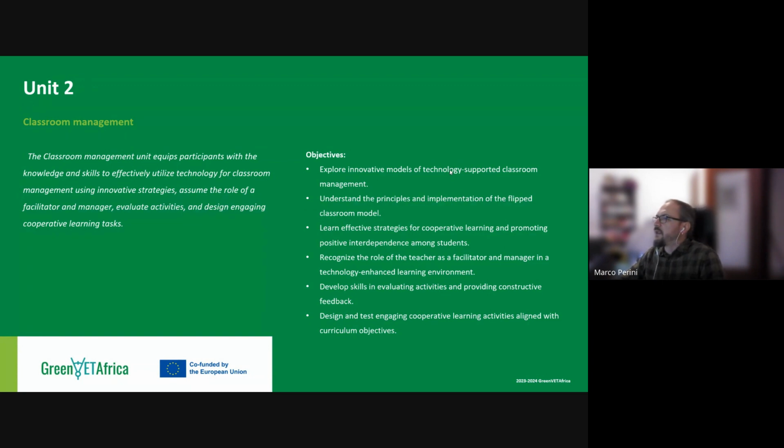So, the objectives will be explore innovative models of technology-supported classroom management, understand the principles of implementation of the flipped classroom model, learn effective strategies for cooperative learning and promote positive interdependence among students, recognize the role of teacher as facilitator and manager in a technology-enhanced learning environment, develop skills in evaluating activities and providing constructive feedback, design and test engaging cooperative learning activities aligned with the curriculum objectives. Okay.